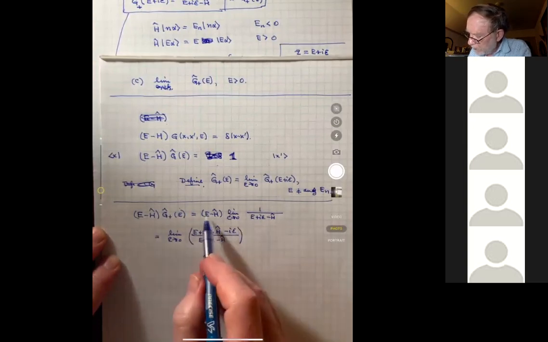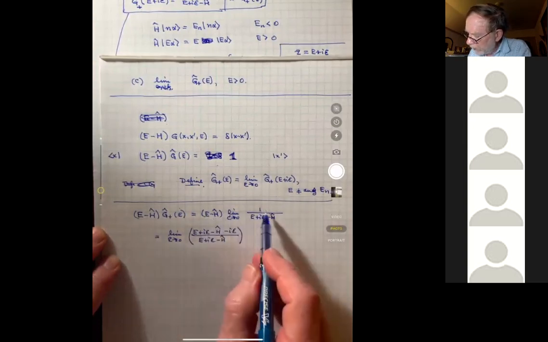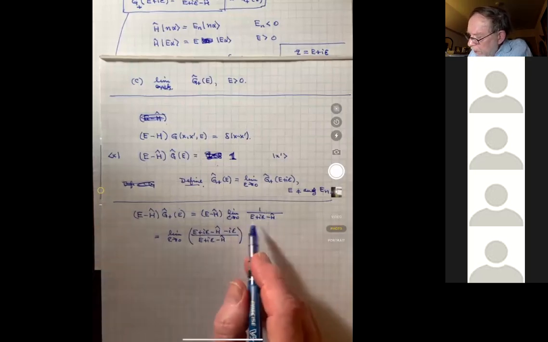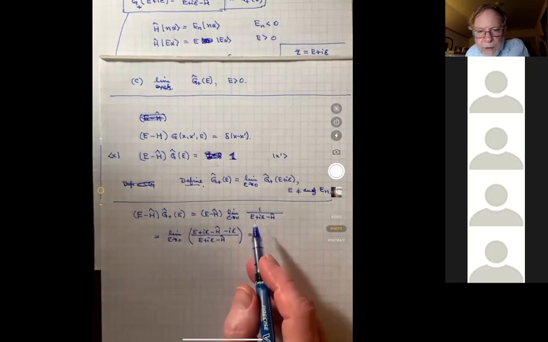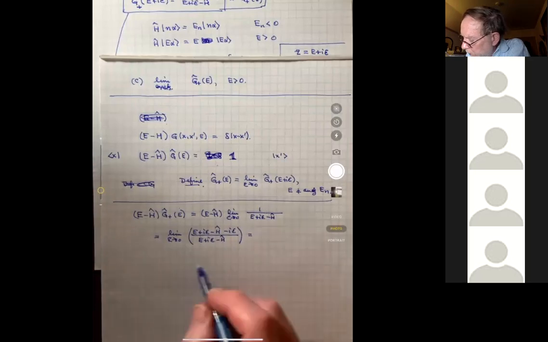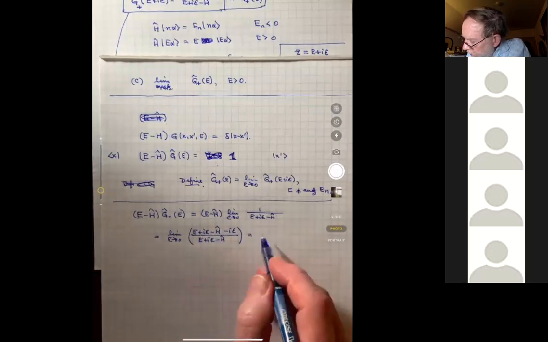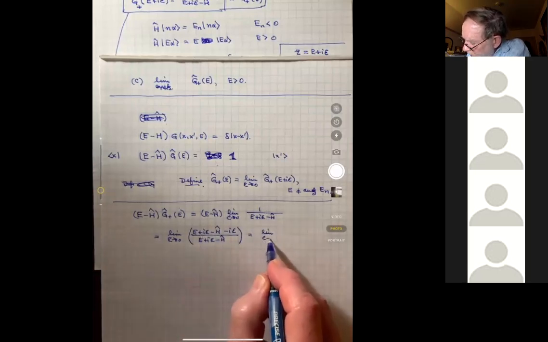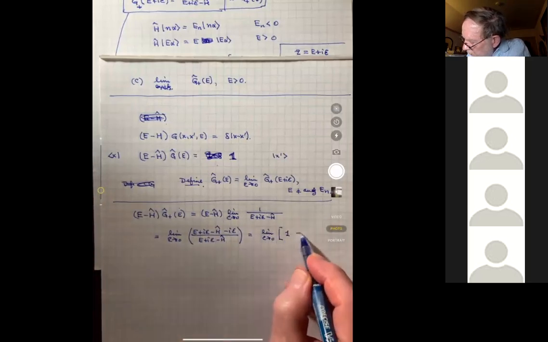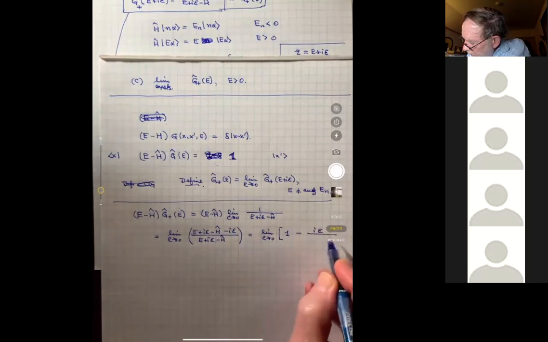You see, I just added and subtracted I epsilon in this factor and just brought it in the numerator here. These are operators, but we don't have to worry about the order of the multiplication or division because they're all functions of the same operator H hat, so they all commute with each other. In any case, this gives you the limit as epsilon goes to 0 of 1 for the first ratio here, minus I epsilon divided by E plus I epsilon minus H hat.